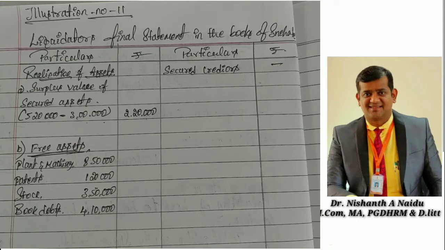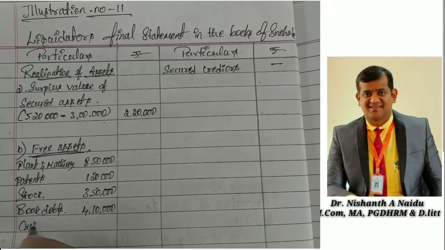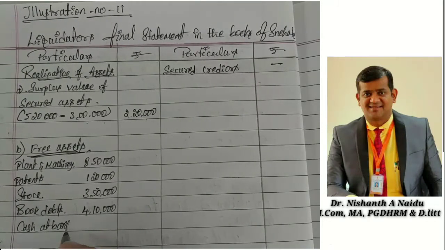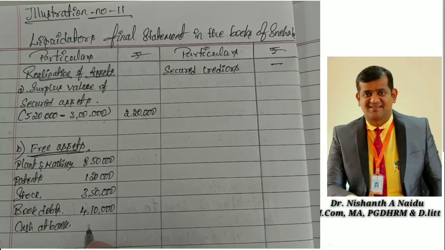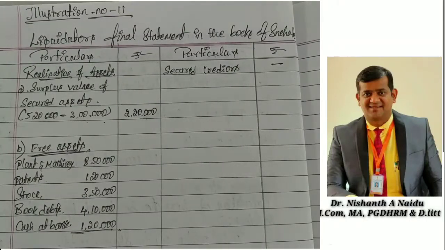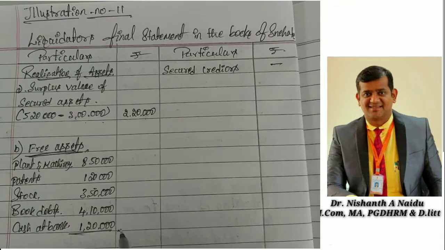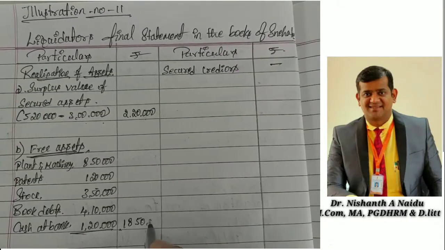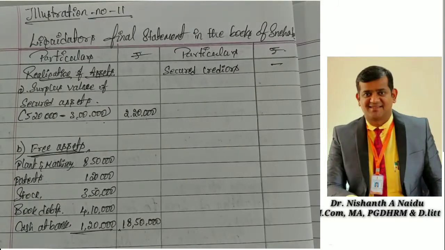Okay. So after that, every time we forget one thing. What is that? Cash at bank in the old balance sheet. So how much cash at bank? Check in the question. Cash at bank is 1,20,000 rupees. So now total this: that is 8,50,000 plus 1,20,000 plus 3,50,000 plus 4,10,000 plus 1,20,000. Put together, 18,50,000.